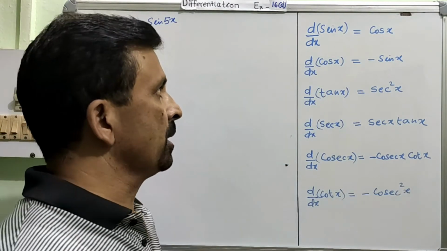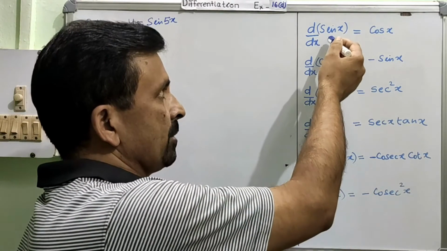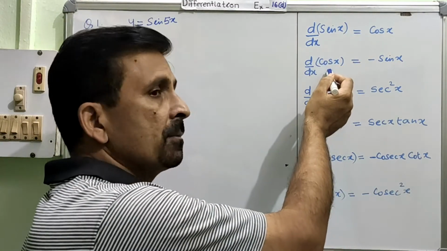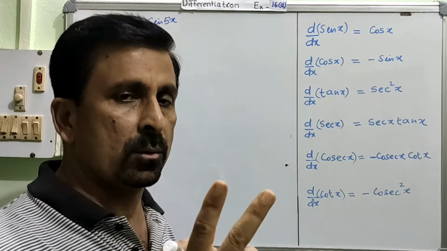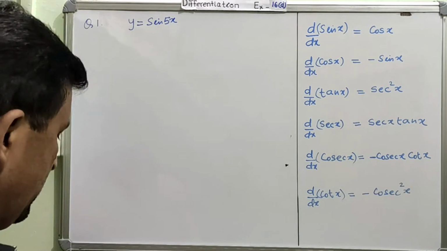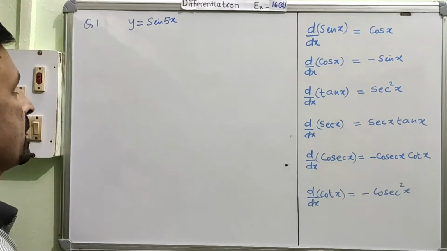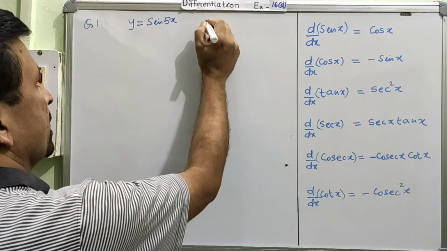Please be mindful that every time you find the derivative of a trigonometric function, you find the derivative of the trigonometric term, and then the derivative of the angle. So we calculate the derivative of two things. With this we will now start this question. You see how simple it is. We can finish the derivative in one step.